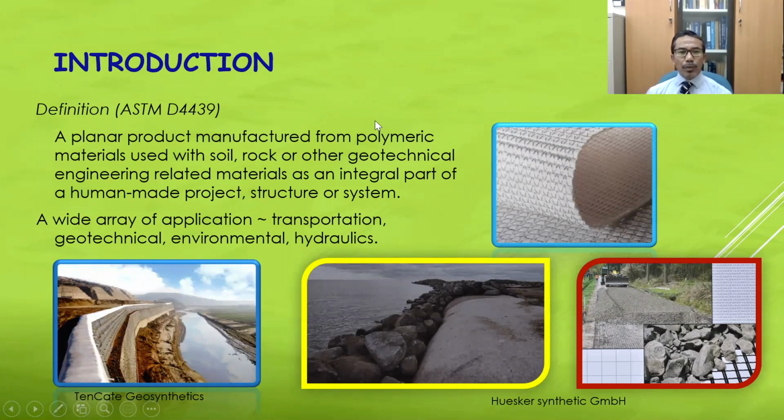As an introduction to geosynthetics, let's take a look at the definition. The definition is given by ASTM D4439. Geosynthetic can be defined as a planar product, normally in the form of sheets, manufactured from polymeric materials, used with soil, rock, or other geotechnical engineering related materials as an integral part of a human-made project, structure, or system.